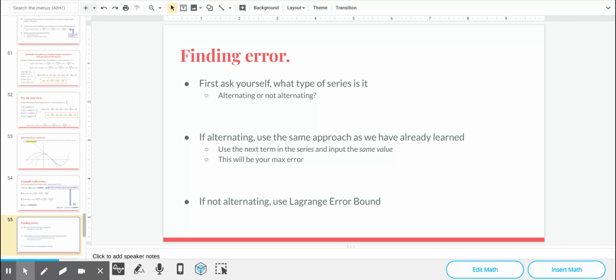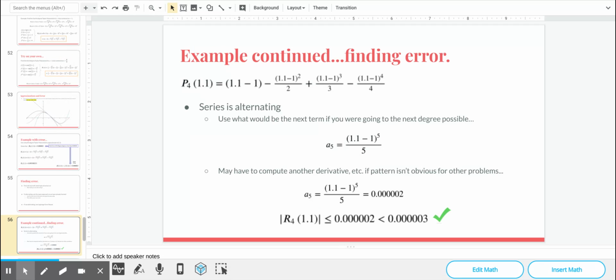So we talked about alternating series already. We stopped at a certain degree, and then we just use that next term, whatever it might be. We are going to do the exact same thing. So for alternating series, it's sort of status quo with what you've already done, and I'll show you that in just a second. If it's not alternating, we're going to use a Lagrange error bound, which we're just going to touch on today, and we'll get into that a little bit more later.